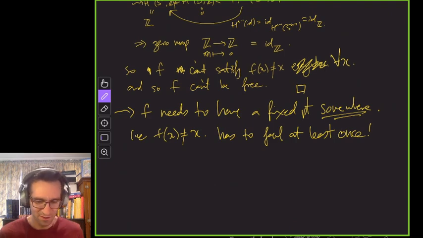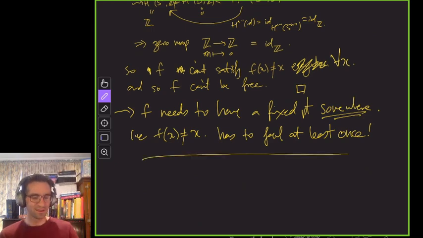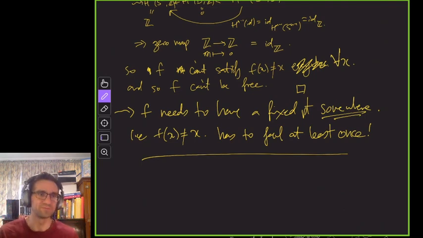Anyway, so that's two, well, three, I suppose, sizable applications. S^m and S^n are not homotopy equivalent when n and m are different. R^n and R^m are not homeomorphic when n and m are different. And every continuous map from D^n to D^n can't be free. So it's got some fixed point somewhere.